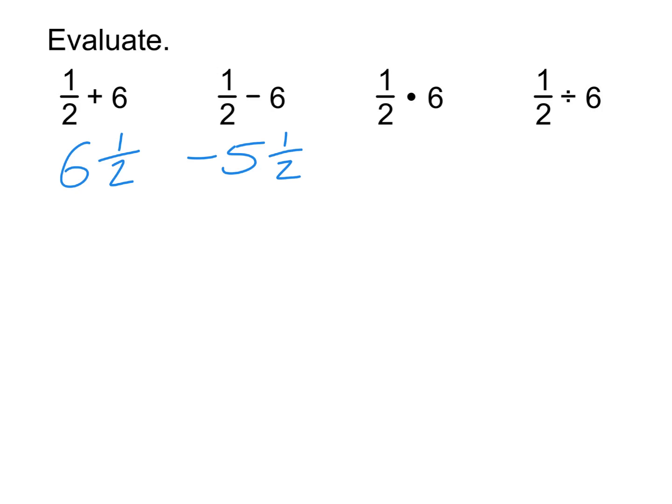And again, you could have figured this out if you weren't sure by doing it the long way. You turn the 6 into 12 halves. 1 minus 12 on the top gives me a negative 11 over 2. And then we can turn that into the mixed number of the negative 5.5. All right, 1/2 times 6. I switch the order. Does the order matter in multiplication? Nope, it doesn't change anything. So 1/2 of 6 is still 3.